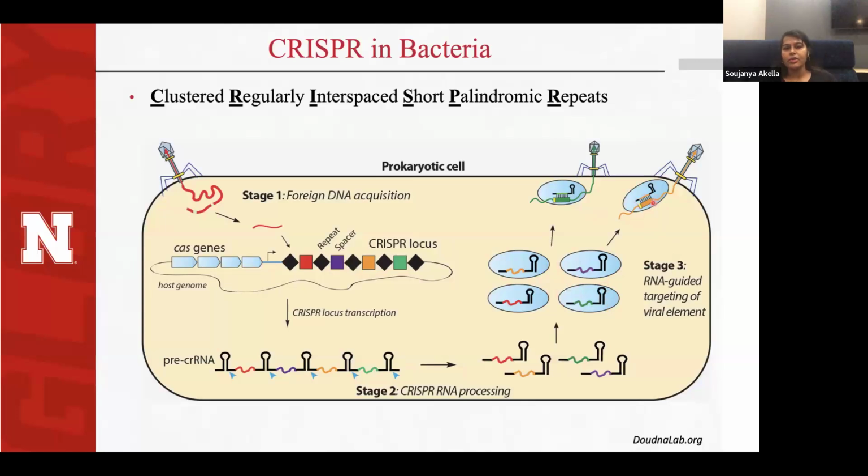So this is how, naturally in bacteria, the whole CRISPR system is basically part of its immune system. This is how it protects itself from foreign DNA coming in and basically taking over the entire cell.